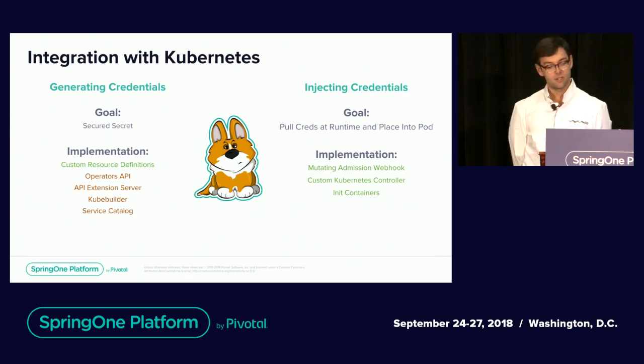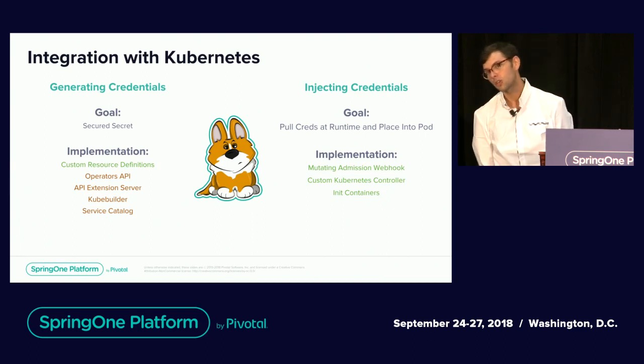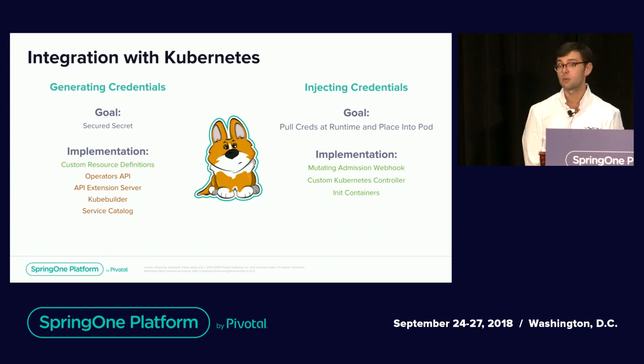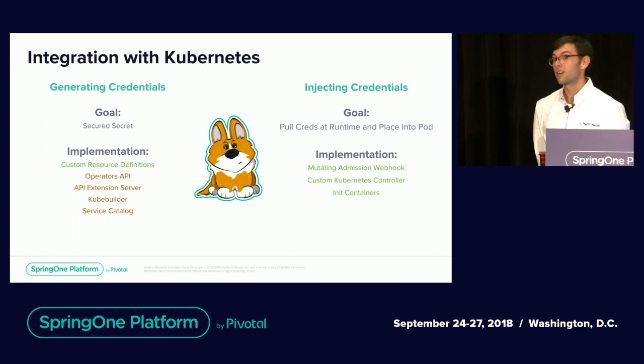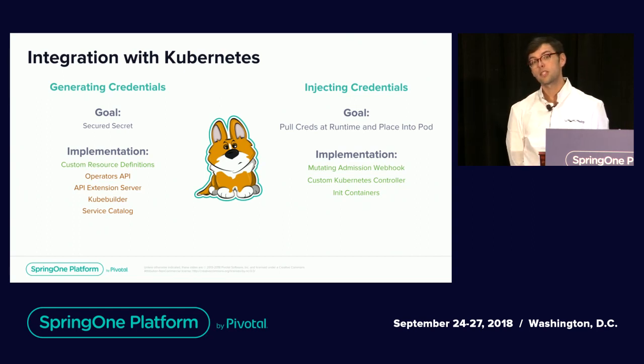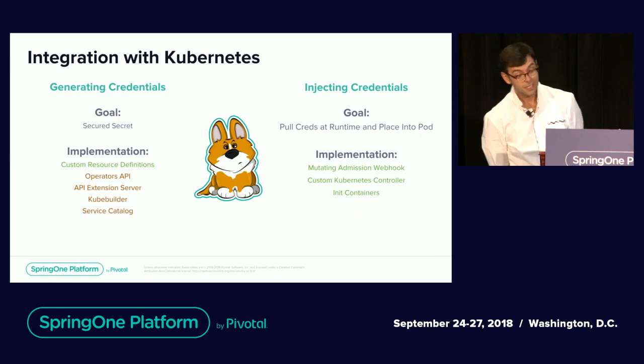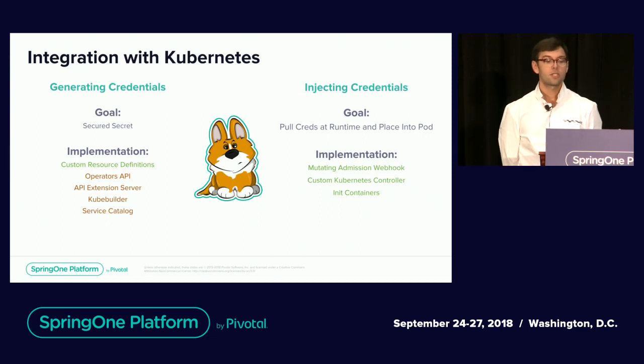So generating credentials, let's start on that side. The goal here was to create a secured secret. Instead of just a secret, I wanted to create a new secured secret type in Kubernetes, so I could use that. If you're familiar with custom resource definitions in Kubernetes, I wanted to make my own custom resource definition. And so I actually did. I created a custom resource definition called SecuredSecret, big surprise. And that actually worked great.